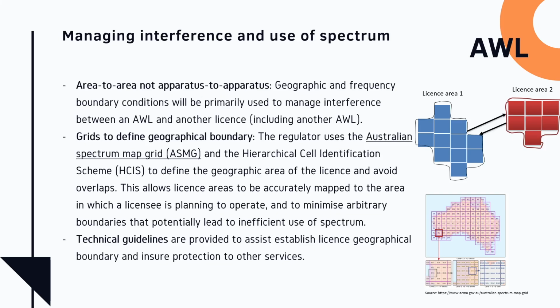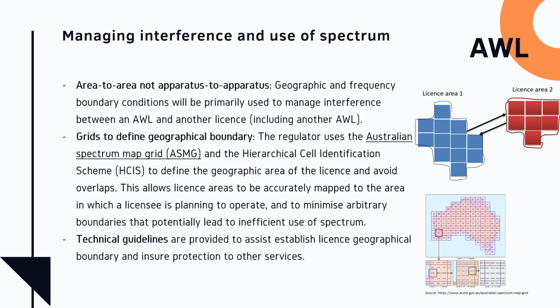HCIS, or Hierarchical Cell Identification Scheme, is used to define the geographical area of the license and avoid overlaps. This allows the license area to be accurately mapped to the area in which a licensee is planning to operate, and to minimize arbitrary boundaries that can potentially lead to inefficient use of spectrum. So like small spillages and so on. Whatever spillages there are, everything is managed or captured in these cells, in these grids.